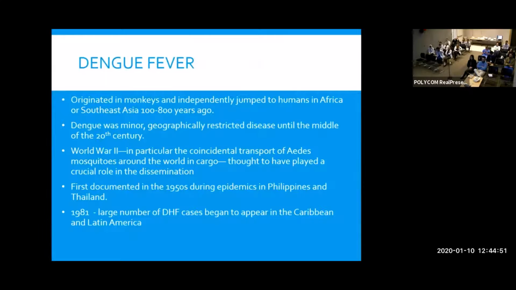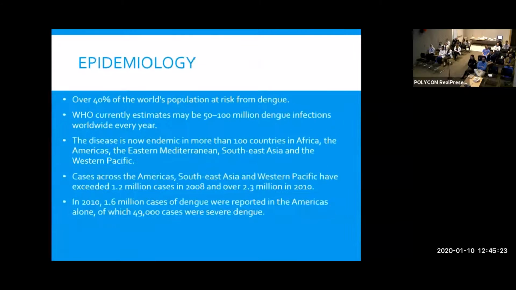And the first documented infection outside of its origin was in the 50s, and there were epidemics in both the Philippines and Thailand. And by 1981, we were seeing a lot of these cases in the Caribbean and Latin America. So you think about it, it was just really in the span of 50 years that the spread of these infections. Now, with all the travel that we're seeing, we're going to be seeing a lot more of these.